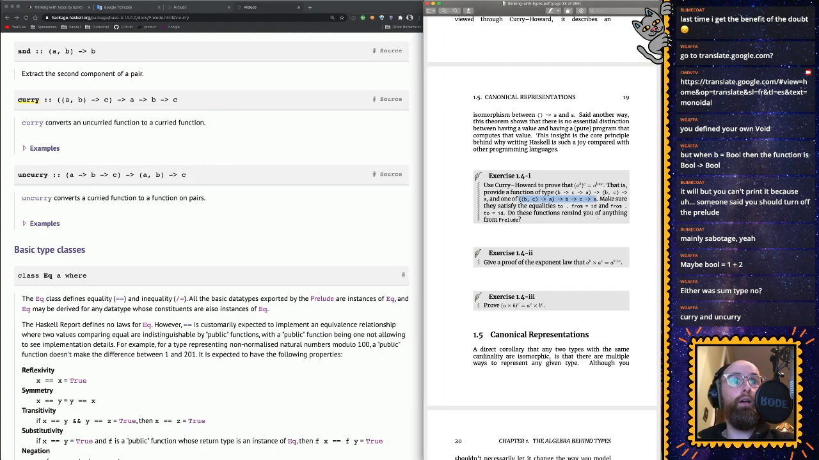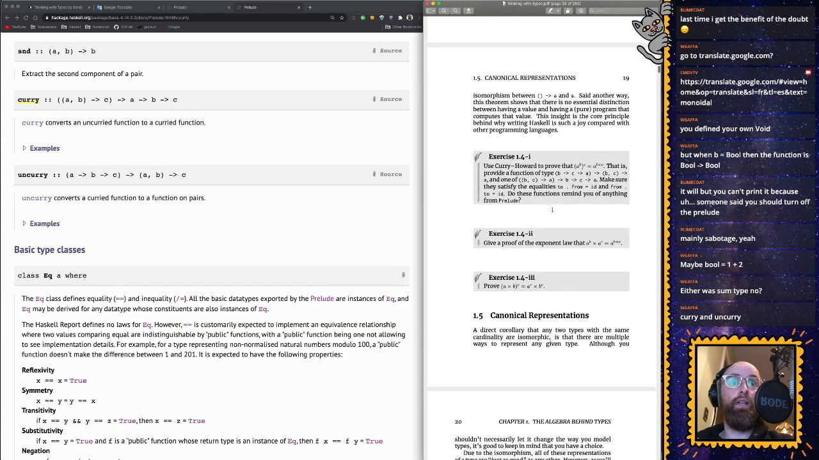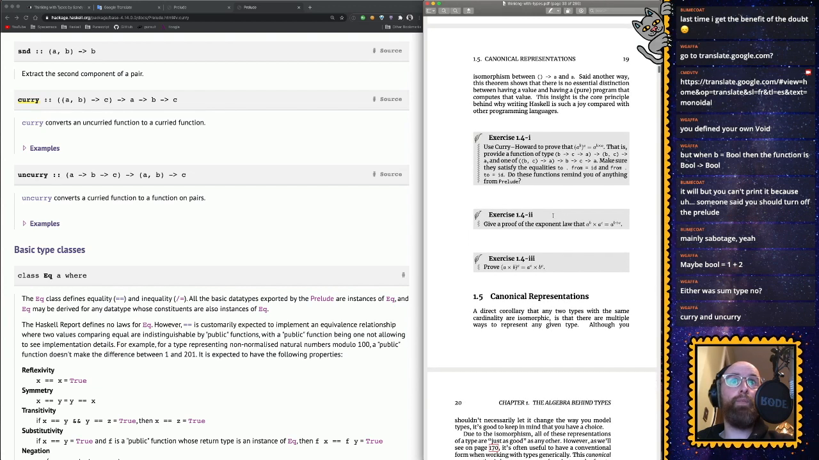Okay, so make sure to satisfy the equality: to and from is equal to ID, and from and to is equal to ID for each function. Remind you of anything from Prelude? Yeah, well, it's like uncurrying. That's what we're doing. And the cardinalities are going to be those. And yeah, is there? I can't remember.